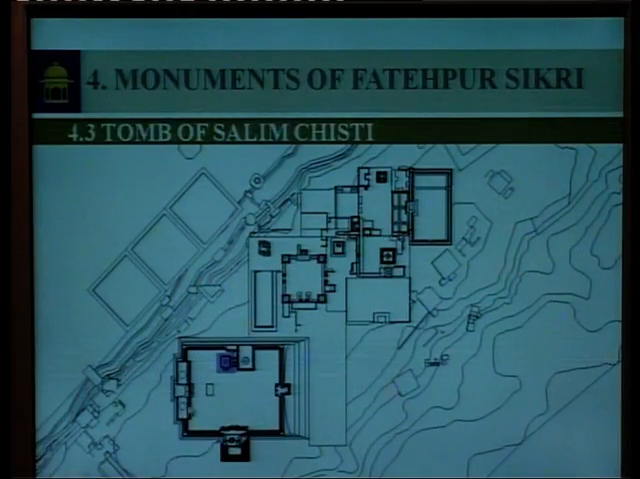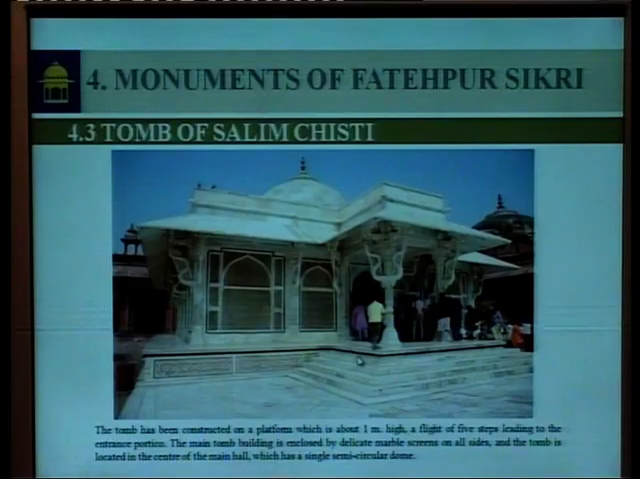This was the Buland Darwaza. Here we have the Jama Masjid, and next here this is the major building. It's entirely made in marble. Now a different material is being used to make it stand out. The tomb has been constructed on a platform which is about 1 meter high, and the main tomb building is enclosed by delicate marble screens on all sides. The tomb is located in the center of the main hall, which is a single semicircular dome.